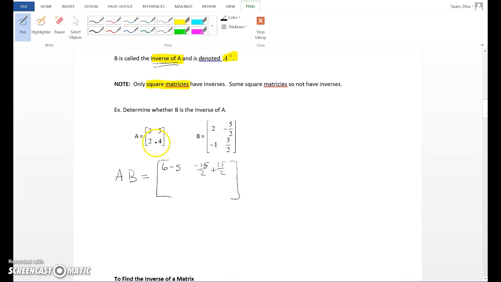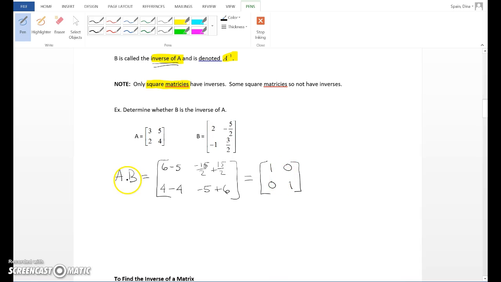All right, and let's go down. Row 2 dotted with column 1, 2 times 2 is 4, plus 4 times -1 will be -4. And then this last one down here, 2 times -5 halves, that's going to be -5, and 4 times 3 over 2 is going to be +6. All right, let's see what all that equals. 6 minus 5 is a 1. This zeroes out. 4 minus 4 is 0, and -5 plus 6 is 1. So that's the identity matrix.